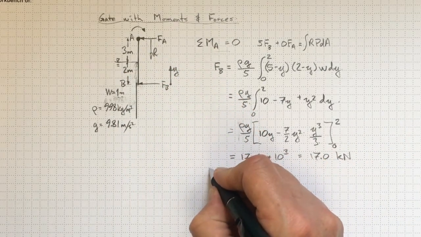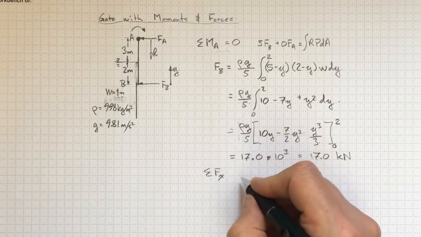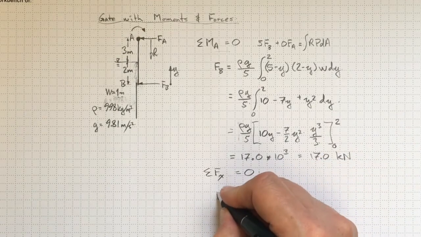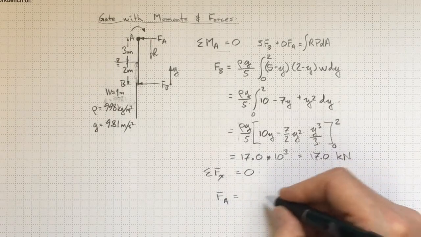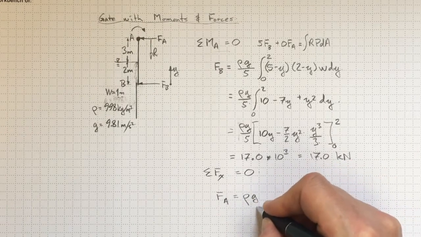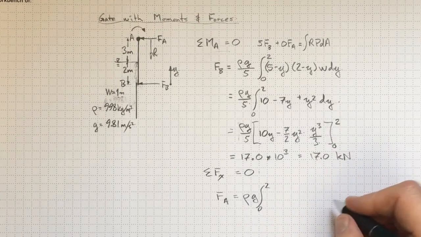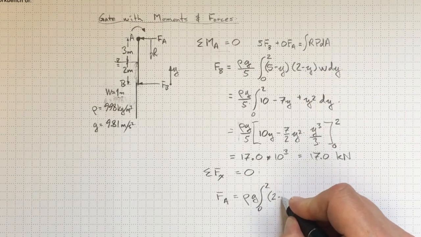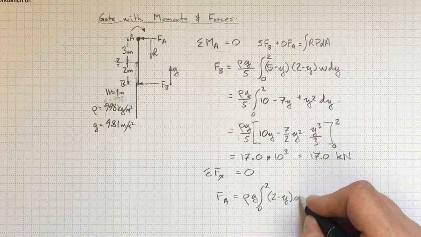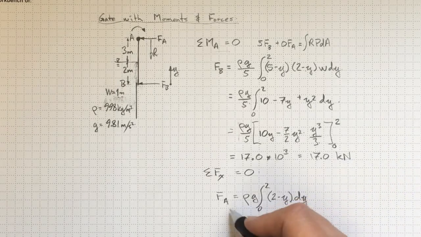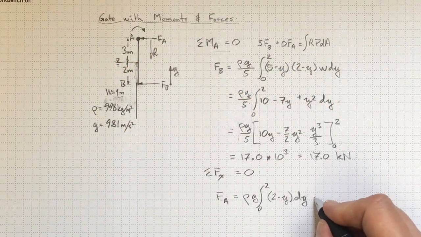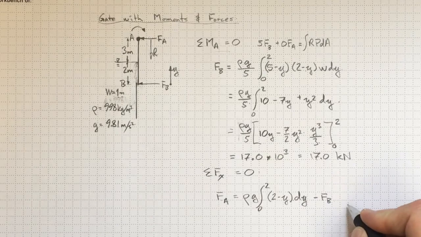So by saying not only are the sum of the moments equal to 0, but the sum of the forces in the x direction must be equal to 0, then I'll wind up with Fa equal to the pressure force, just the rho g, integral 0 to 2 as we had before, but this time I'm only looking at pressure times area. So 2 minus y, the pressure, times rho g, times dy. That's the Fa, and it's equal to that force minus whatever force we already had from B, minus Fb. So a simple force balance on a free body diagram.